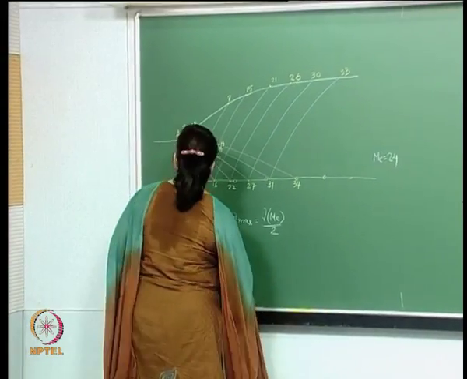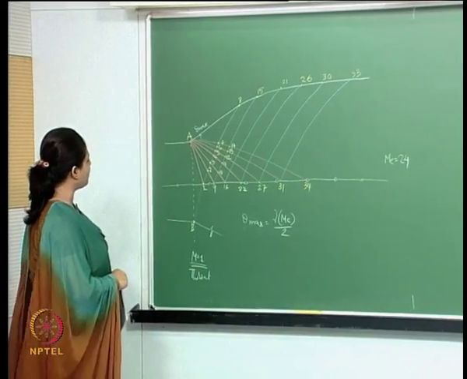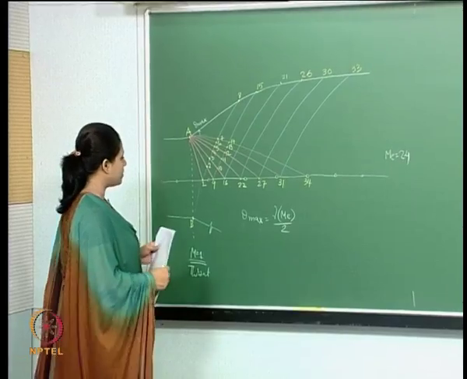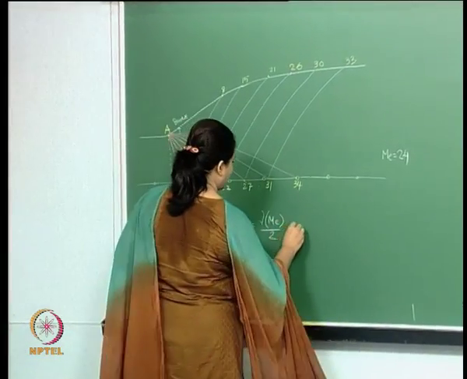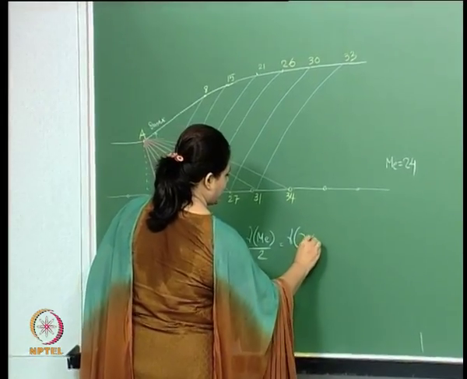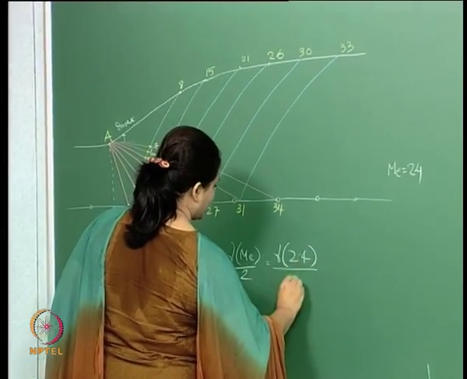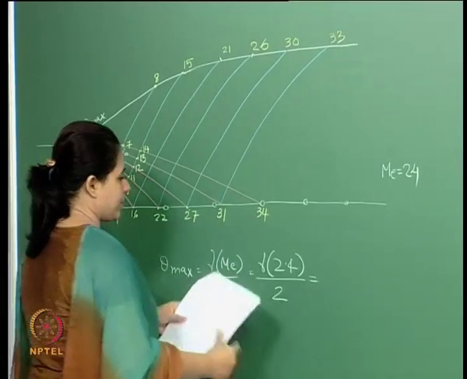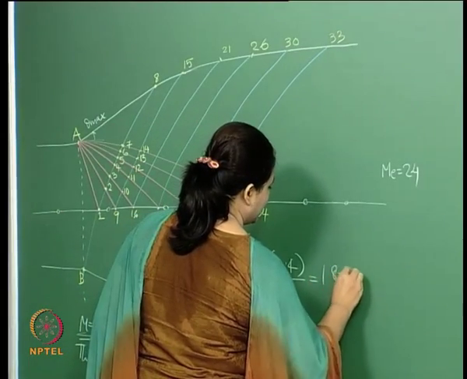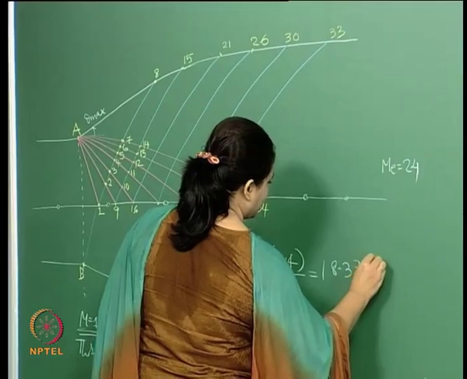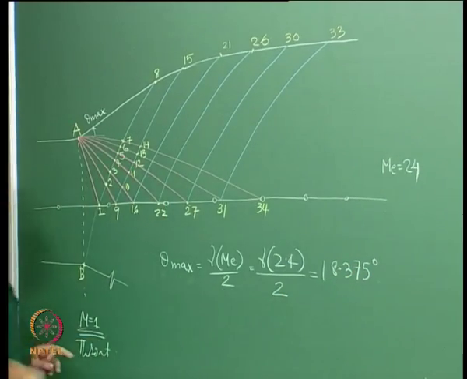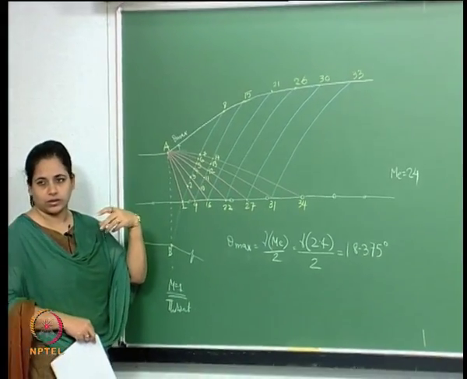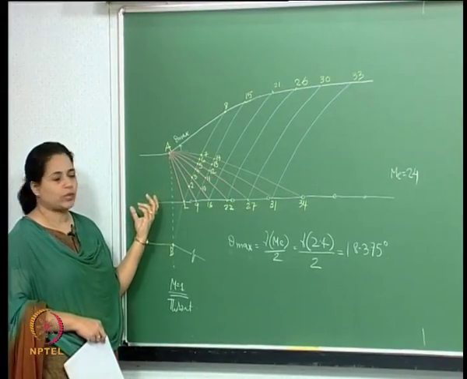So let us go step by step. What we have found out over here is our theta max, which is the Prandtl function, and this is 18.375. I think we did this. Now, how we locate these Mach waves is really up to us. This is arbitrary.